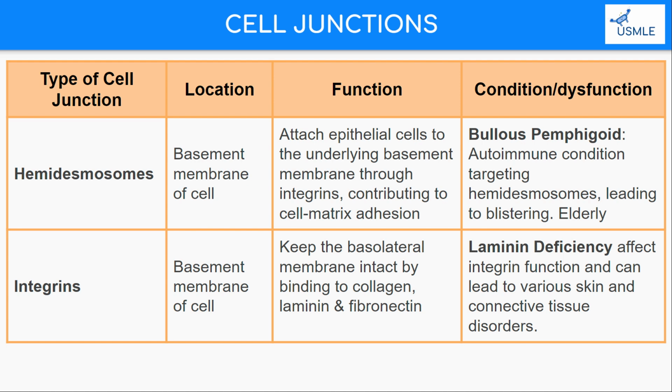Hemidesmosomes are found in the basement membrane of the cell and attach epithelial cells to the underlying basement membrane through integrins, contributing to cell matrix adhesion. Autoimmune condition targeting the hemidesmosomes leads to blistering, especially in the elderly, called Bullous Pemphigoid. Then we have integrins, which are also found in the basement membrane of the cell and keep the basolateral membrane intact by binding to collagen, laminin, and fibronectin. Laminin deficiency can affect the integrin function and can lead to various skin and connective tissue disorders.